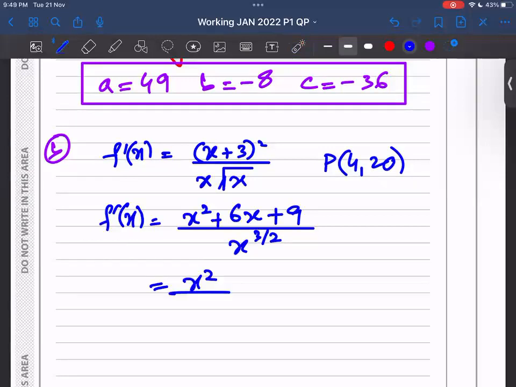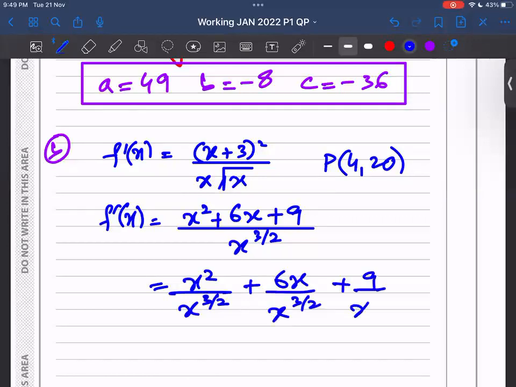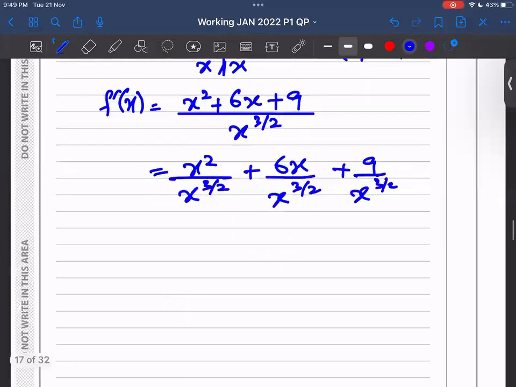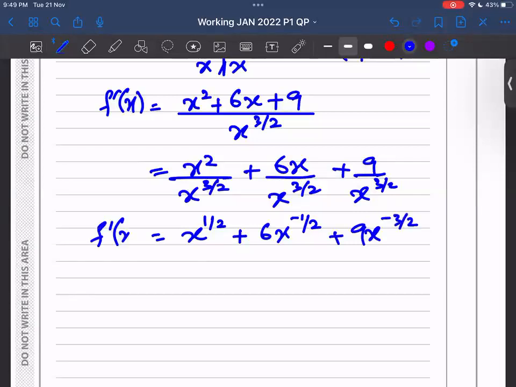Now I'm going to break the terms here. Every term denominator is going to be x power 3 by 2. Simplifying the expression, the variable should be in the numerator. So 2, basically same power, subtract, 2 minus 3 by 2. It is going to be 1 by 2. 1 minus power 3 by 2, basically same power, subtract. It is going to be 6x power minus 1 by 2. This is 3 by 2, this is 1. 1 minus 3 by 2 is minus 1 by 2. And this is going to be 9x power minus 3 by 2. So you got f dash x here now.